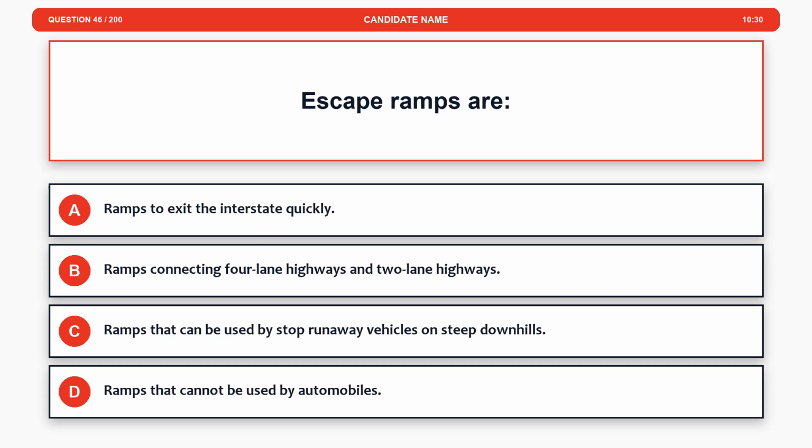Question 46. Escape ramps are option A, ramps to exit the interstate quickly. Option B, ramps connecting 4-lane highways and 2-lane highways. Option C, ramps that can be used to stop runaway vehicles on steep downhills. Option D, ramps that cannot be used by automobiles.